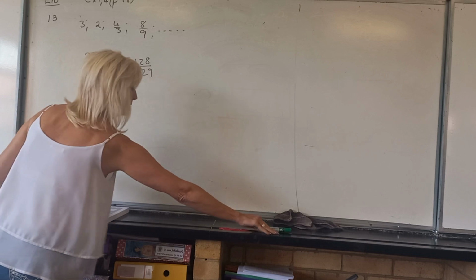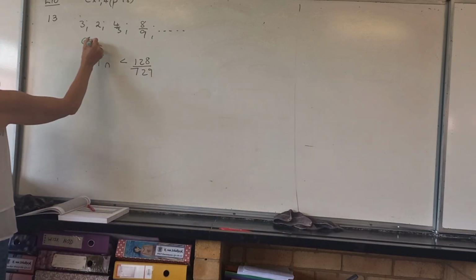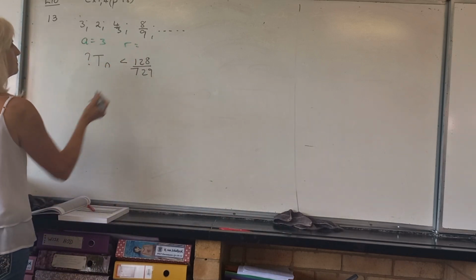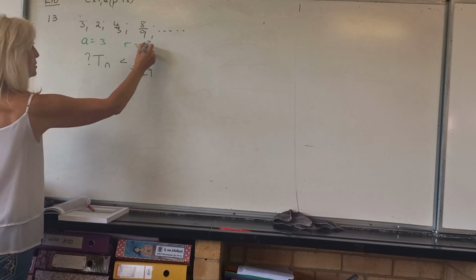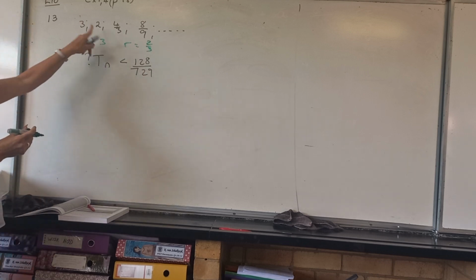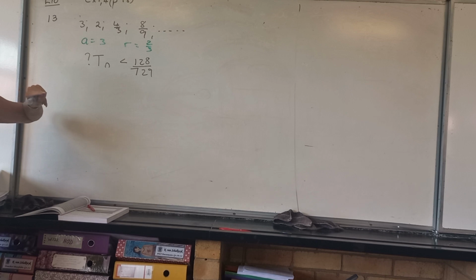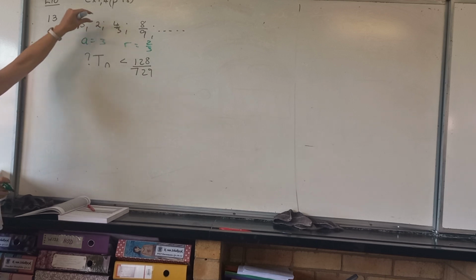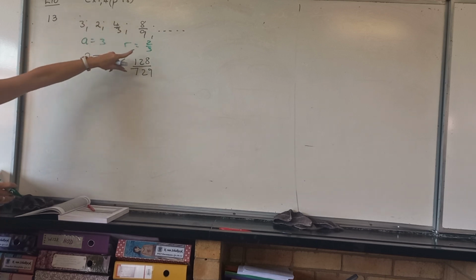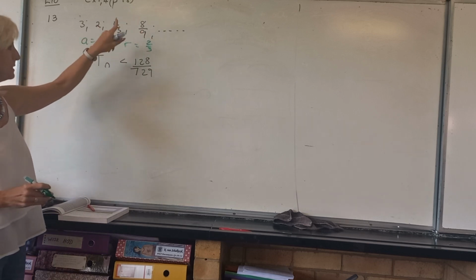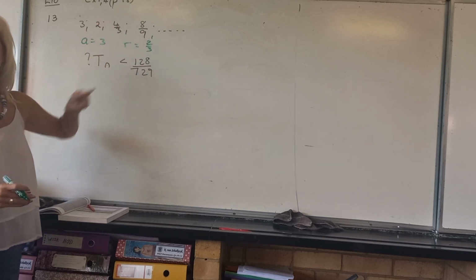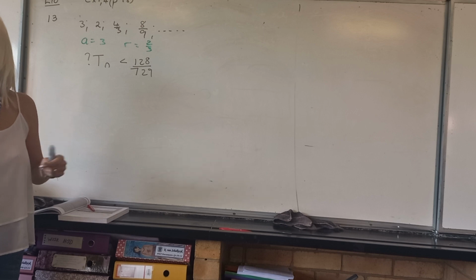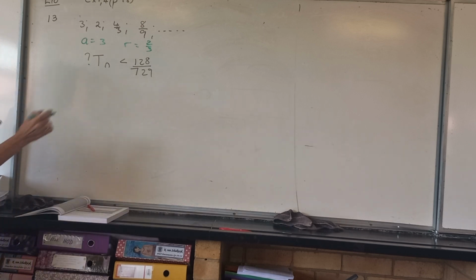The A value is 2. And the R? 2 over 3. And it's not difficult to see it because there it is, 2 over 3. Double check. 4 over 3 divided by 2 is still 2 over 3. 8 over 9 divided by 4 over 3 is still 2 over 3. Make double, triple sure. Because now they're asking me which term will be smaller than.